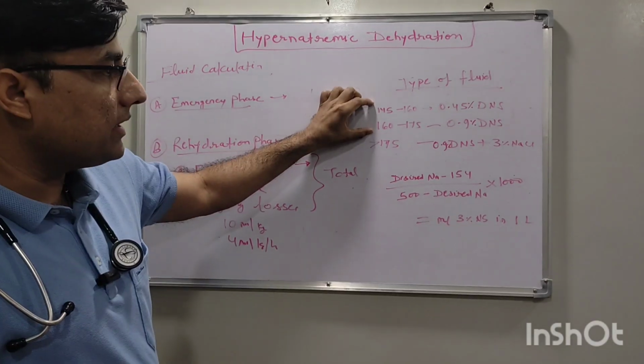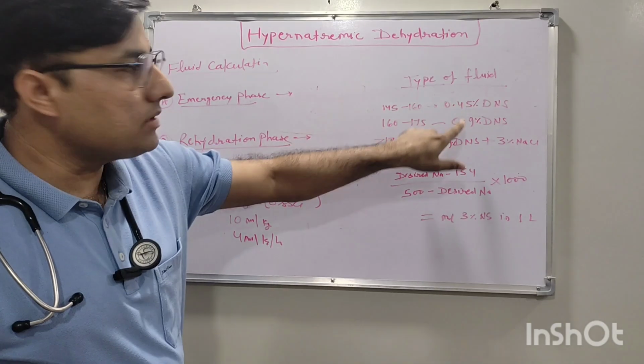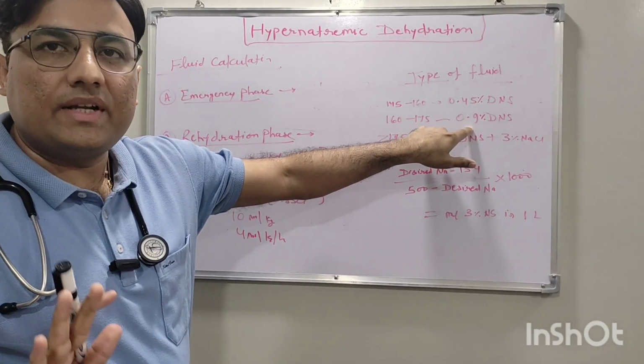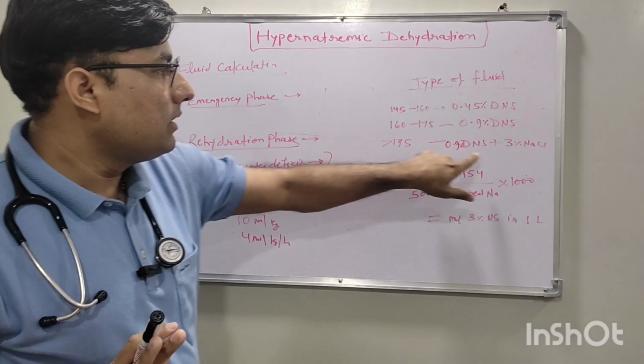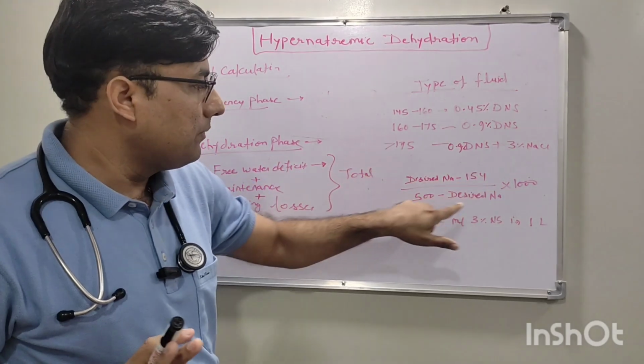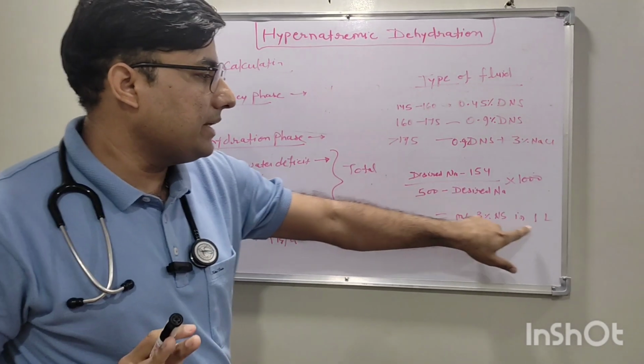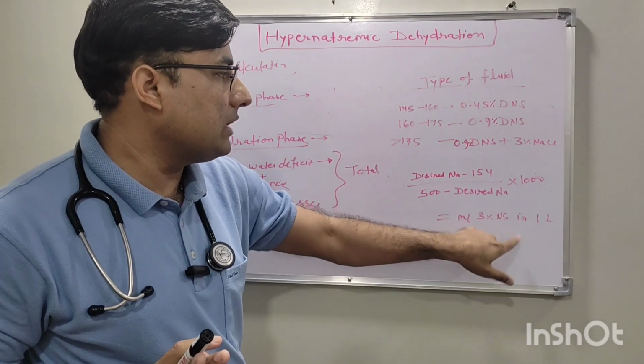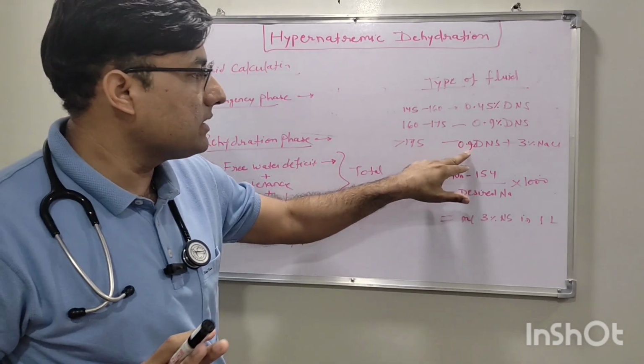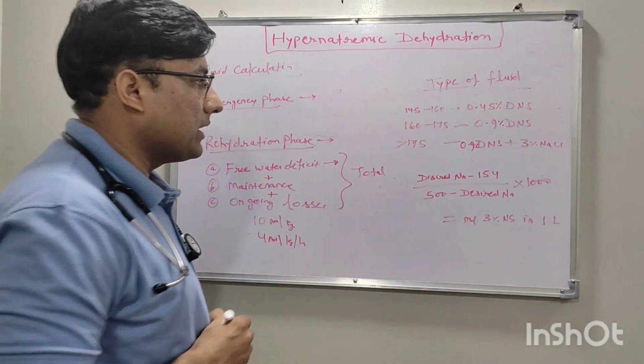So for mild to moderate it is very easy. For mild, half DNS; for moderate, 0.9% DNS. But for severe we have to add 3% NaCl also. That will be calculated. How much 3% NaCl will be added? By this formula we will calculate. We will add in 1 liter of DNS, and then that will be started.